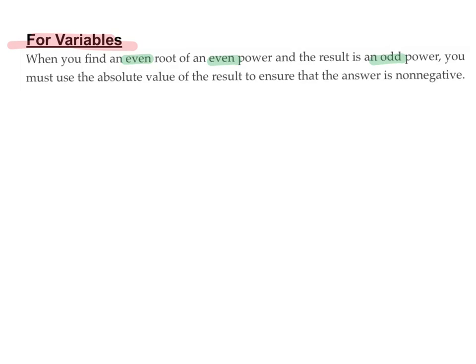The index is even. The power on the variable underneath the radical is even. And when you divide those two, because that's what we do, right? You divide the power of the variable by the index. If the power of your answer ends up being odd, then you're going to have to put some absolute values in. And I'll explain why when we look at our first example. Okay, so that's what even, odd is. Even index, even power on the variable under the radical, odd power on the variable for my answer.